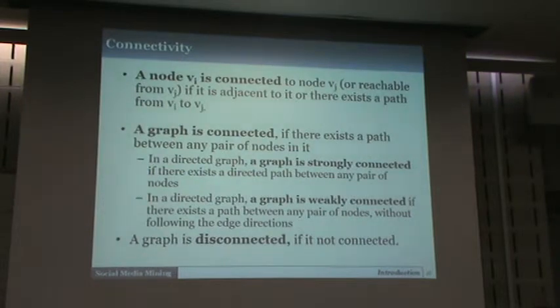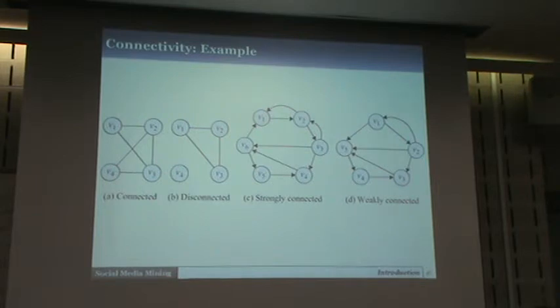So connected is, if two edges, at least one directed, the graph is strongly connected. Weakly connected is not existing. Why is it weakly connected?